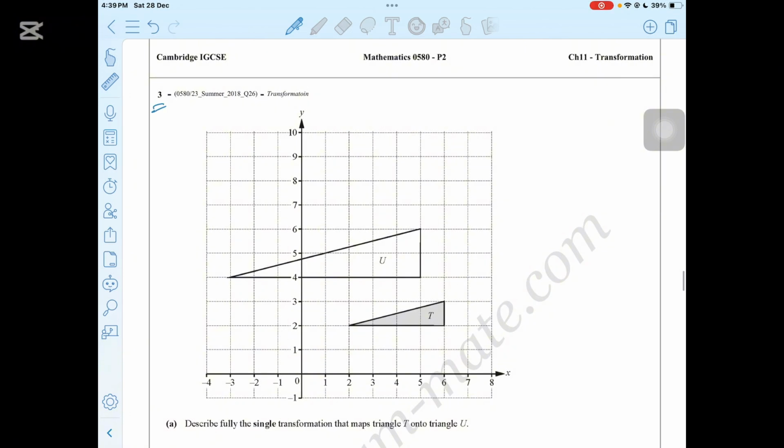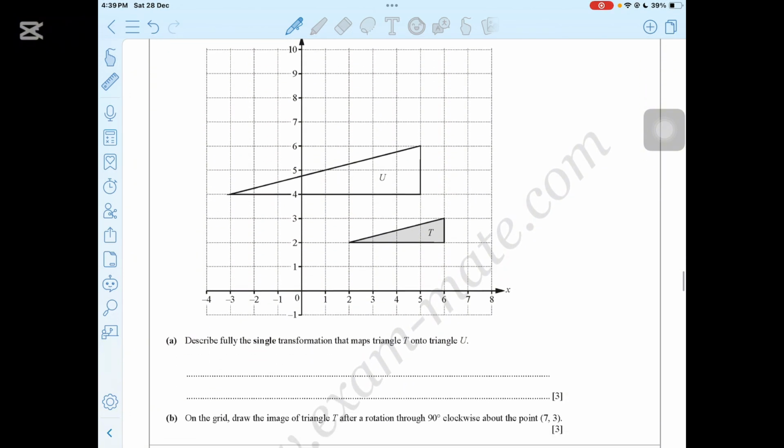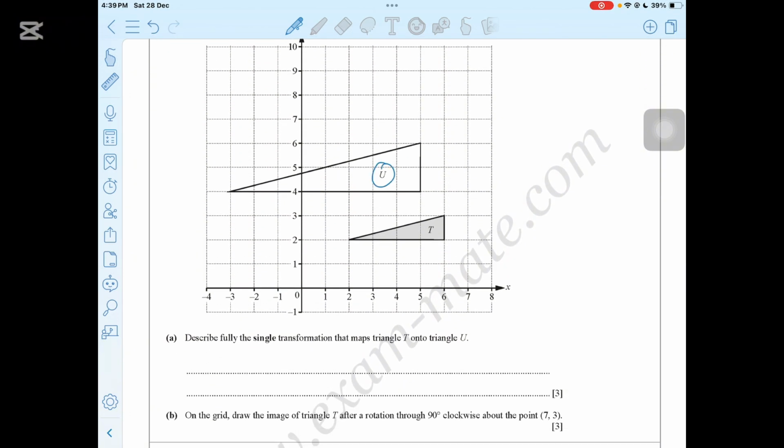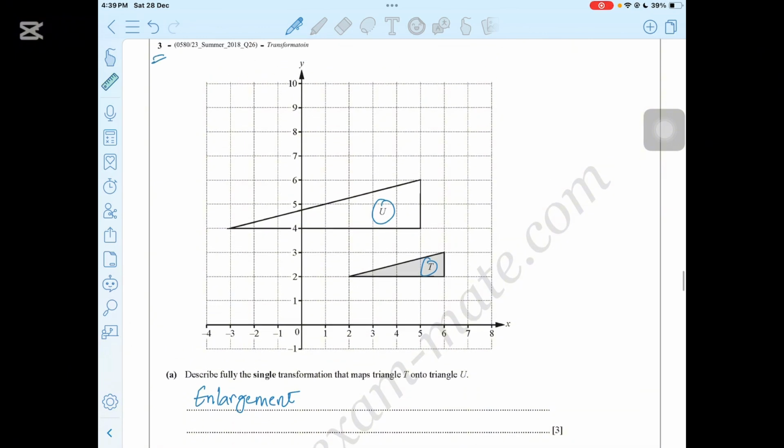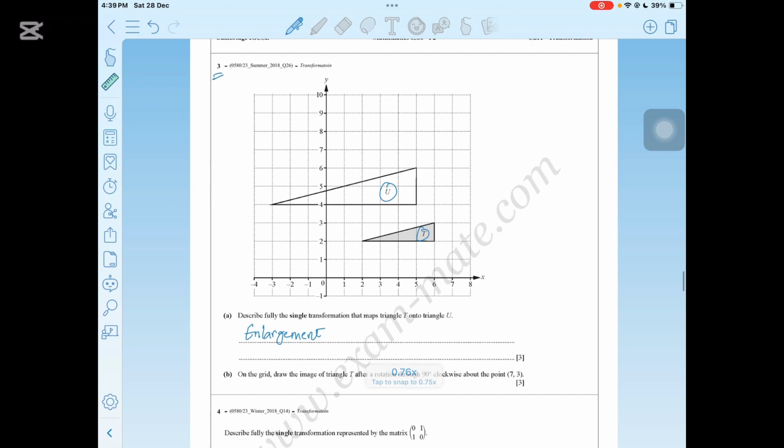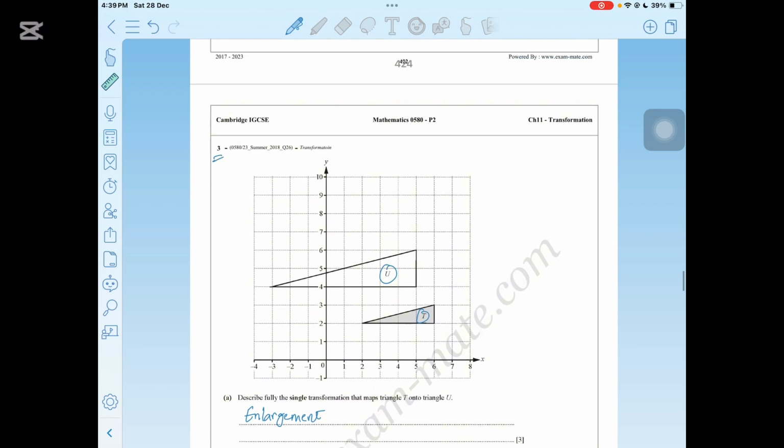Moving on to question number 3, we have this transformation again. So the shape has changed, it's an enlargement. Let's write it down. For center, we have to match the vertices of all of them. Where did the scale go?